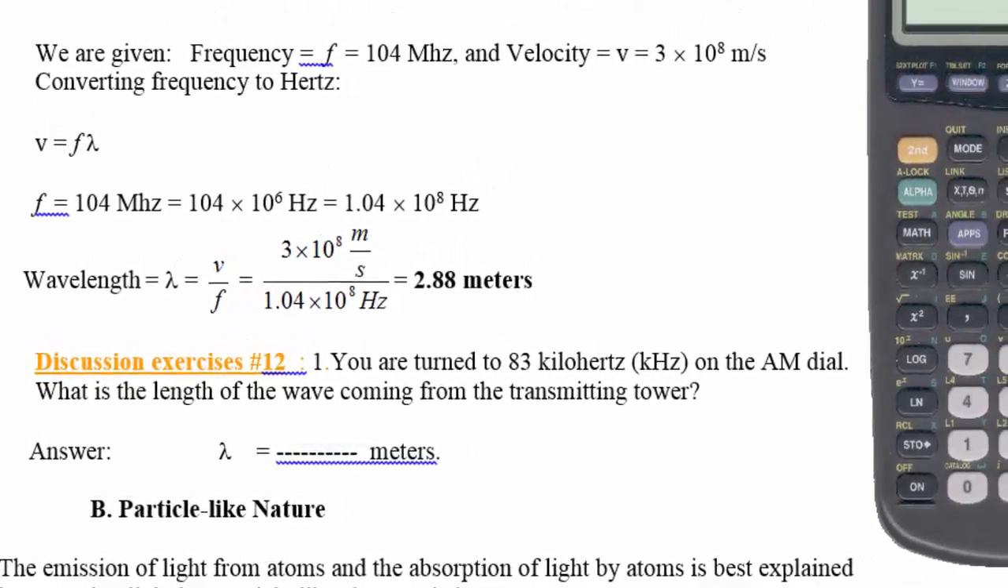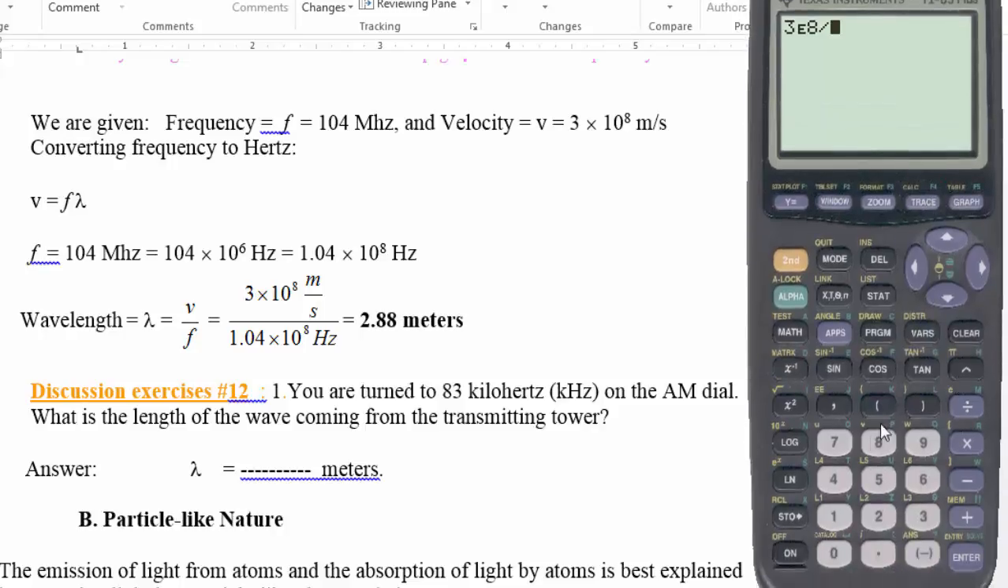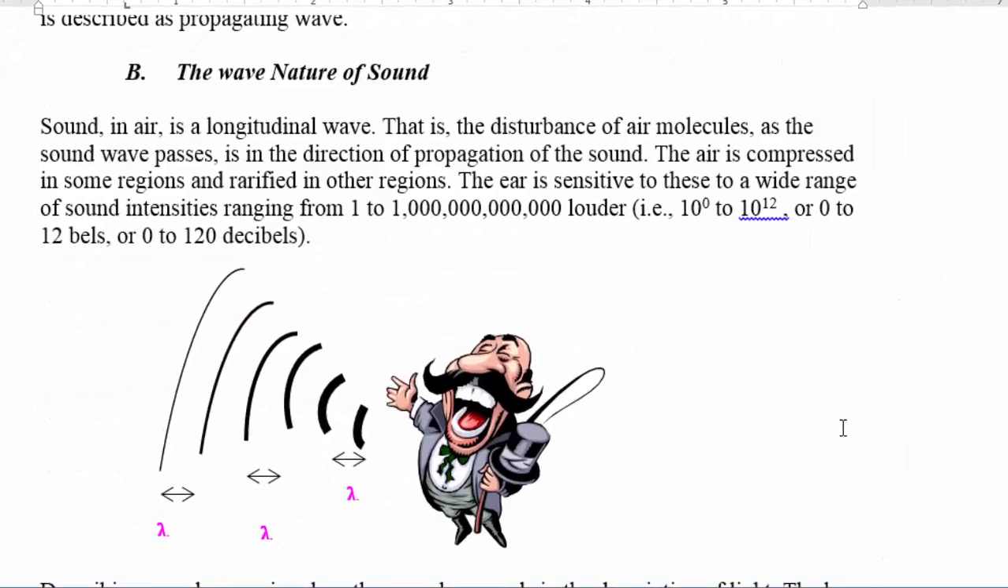And again, here let me show you the calculation. You'll take 3 times 10 to the power 8, divided by 83 kilohertz, which is 83,000 hertz, or we can write it as 8.3 times 10 to the power 4, because when you move the decimal point of 83,000 to the left 4 places, it will give you 8.3, and you have to multiply by 10 to the power 4 because you moved it 4 places to the left. And this should yield around 3,614 meters.